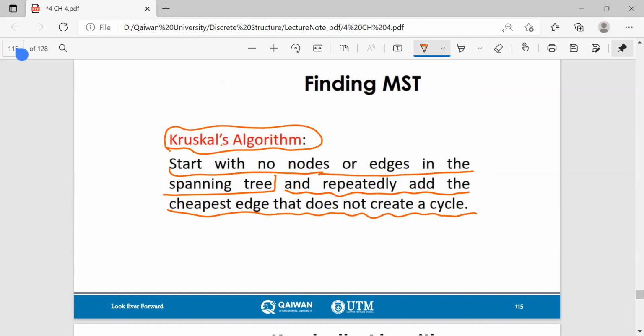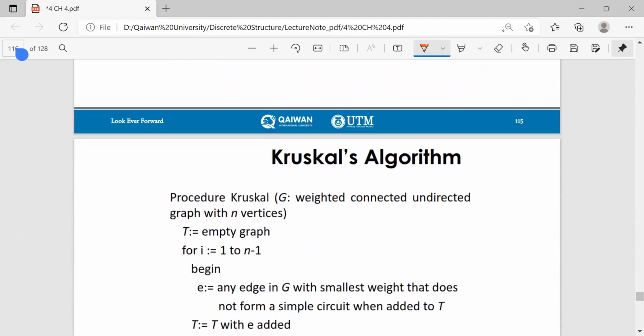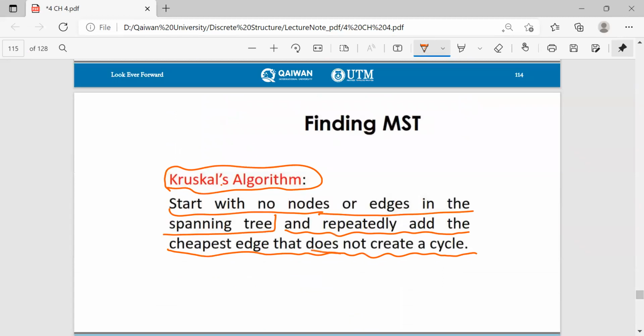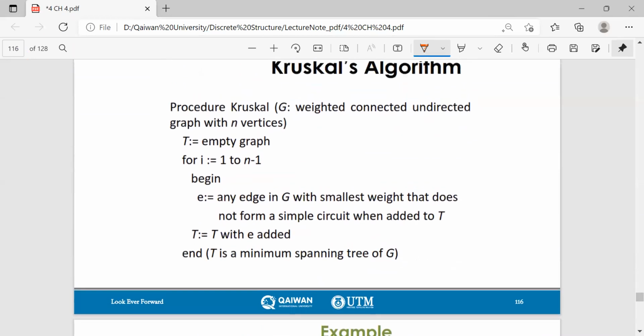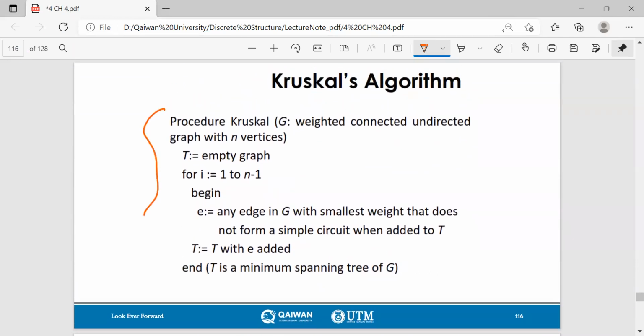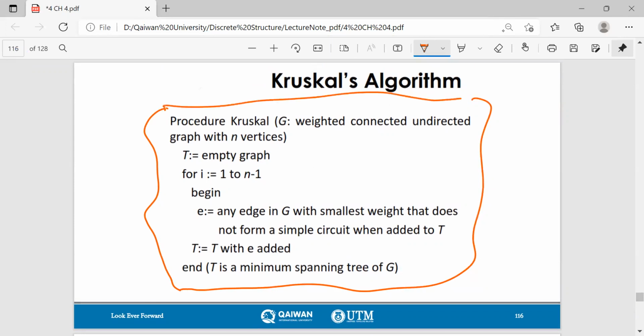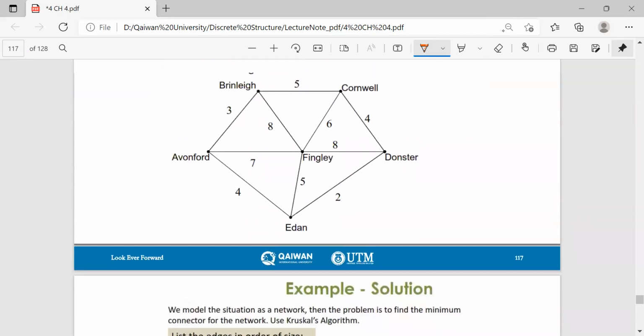It's the same as we applied in the previous example. What we do is start from the least weight edges, and we don't have to make closed cycles. This is the procedure. We apply this procedure in the examples, and it will be much easier to understand.